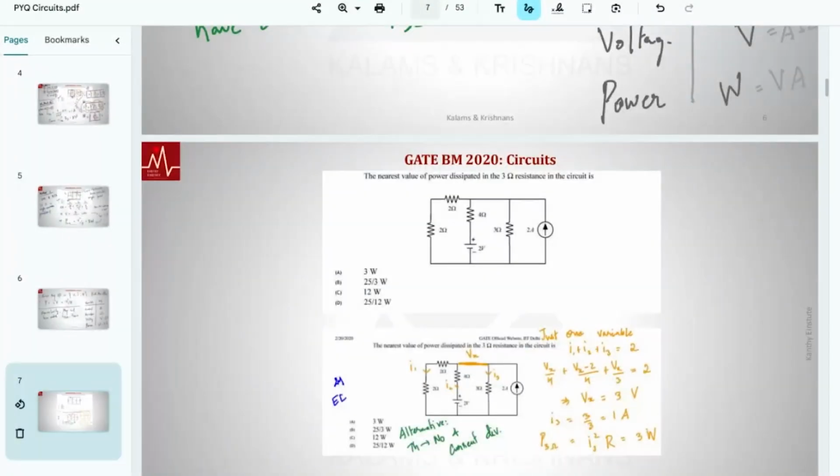Great. So, most of you, fair. Source transformation is fine. Voltage and current division is fair. We are kind of struggling, but if we go over this once or twice, we'll get it. Looking for a single variable problem is fairly easy, though I don't really agree with that.